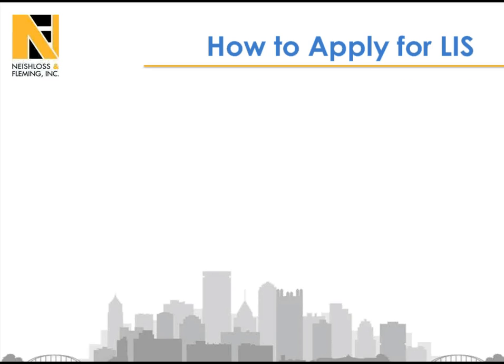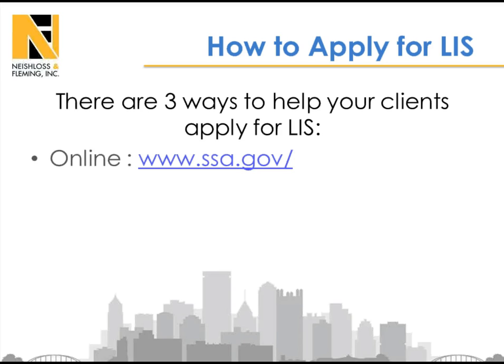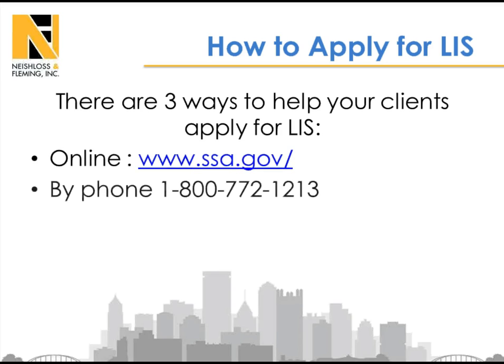So how does somebody apply for LIS? There are 3 ways to help your clients apply. You can go online at www.ssa.gov. It is administered through the Social Security Administration, so they would apply through Social Security. And it's Social Security that determines the consumer's qualifications and eligibility levels. You can do it by phone, and then there's a paper application as well that you would mail in.